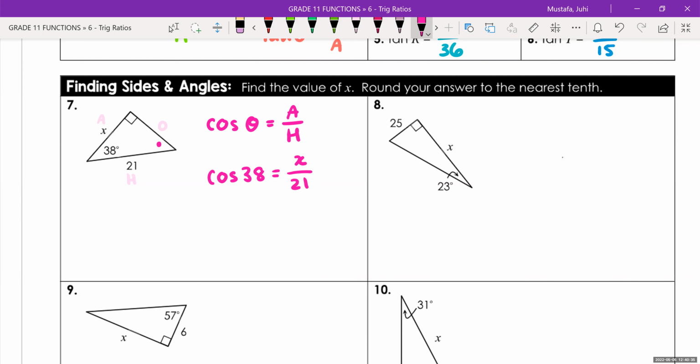And then to solve for x, we're going to move the 21 to the other side. So it's going to be 21 times cos 38. Go ahead, use your calculators and see what you get. And let's go ahead and round it. It says round answers to the nearest tenth, so just 1 decimal place.